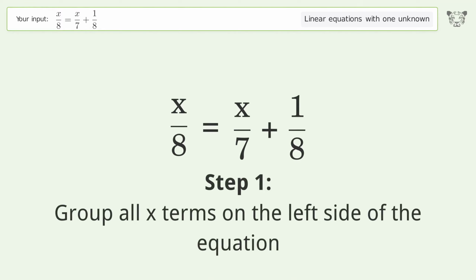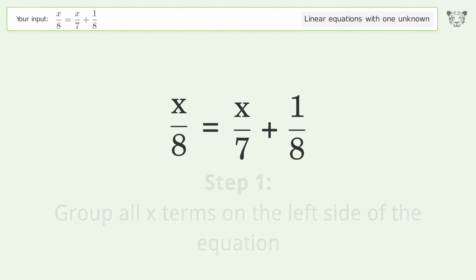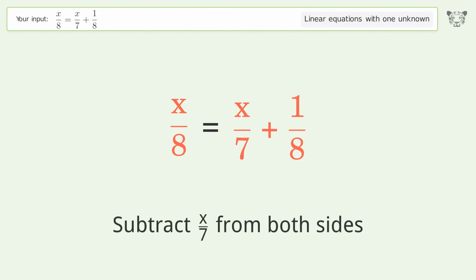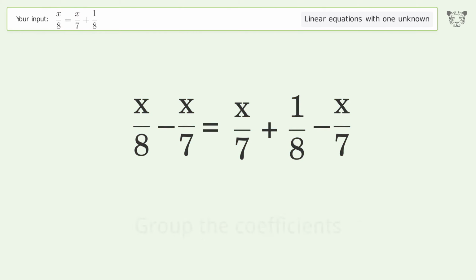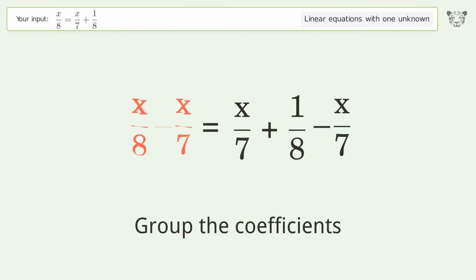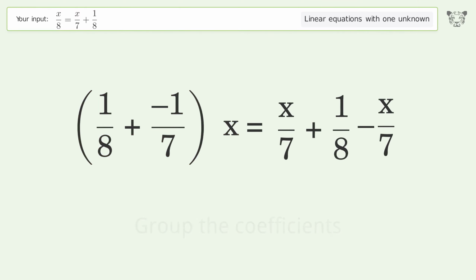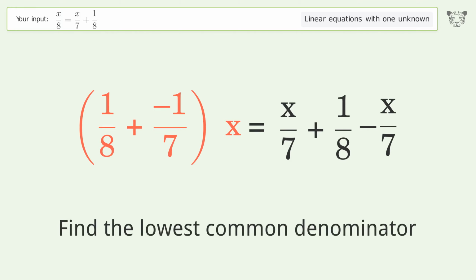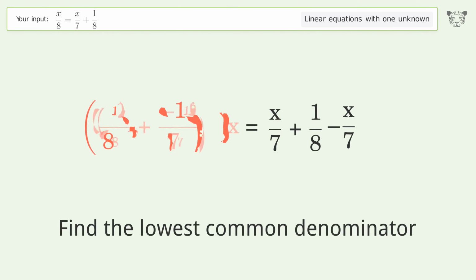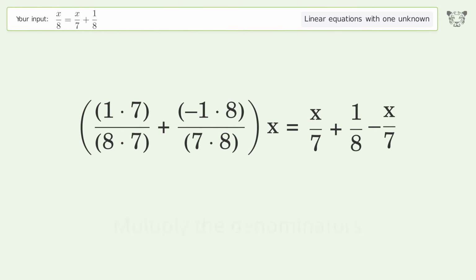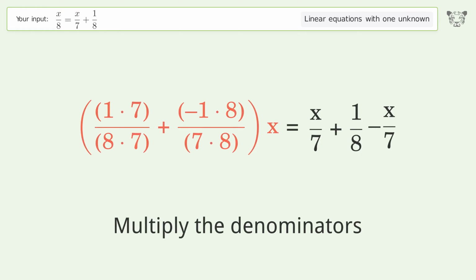Group all x terms on the left side of the equation. Subtract 10/7 from both sides. Group the coefficients. Find the lowest common denominator. Multiply the denominators.